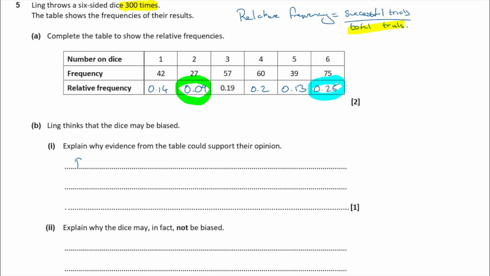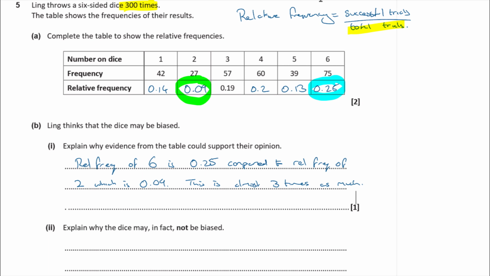So the relative frequency of 6 is 0.25 compared to the relative frequency of 2, which is 0.09. This is almost 3 times as much. Okay.